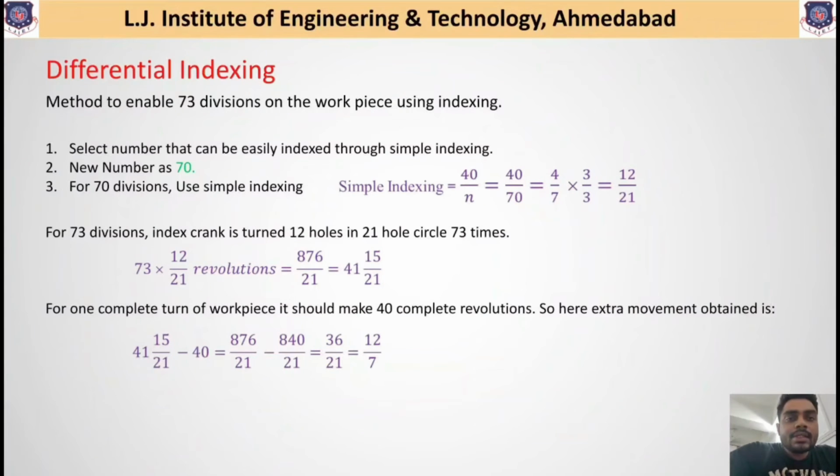If you simply solve this, you will get the answer as 36 divided by 21, and try to remove as many factors as possible from this given number. Further factorizing this you will get the final answer as 12 divided by 7. So this is the extra movement that is obtained during this movement.